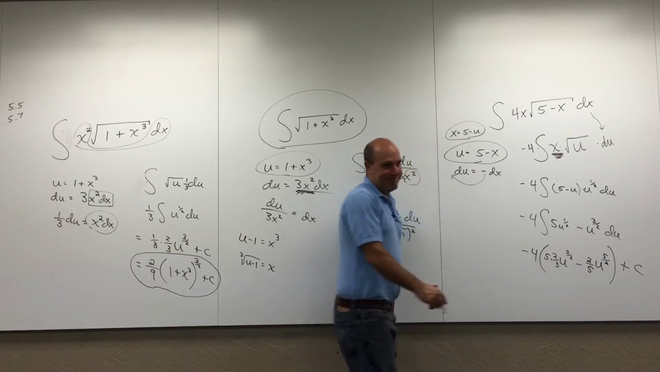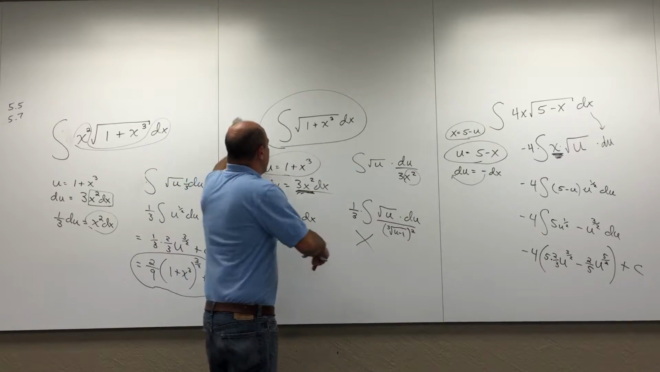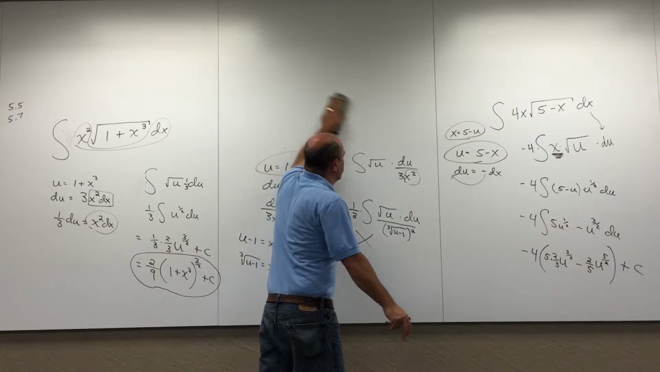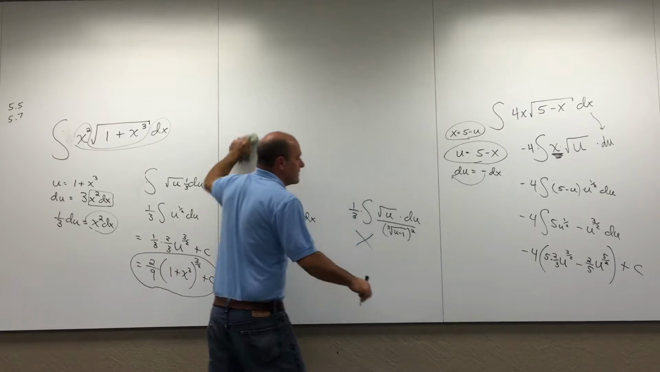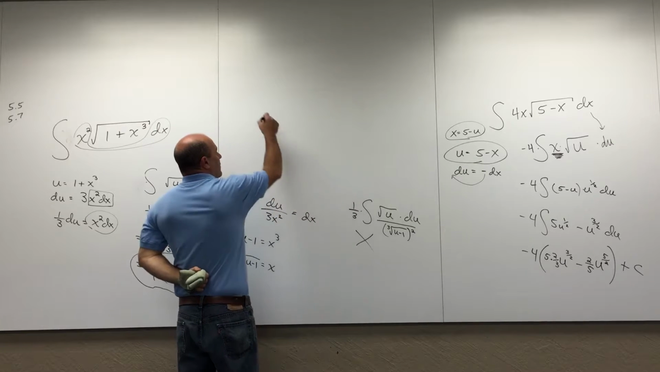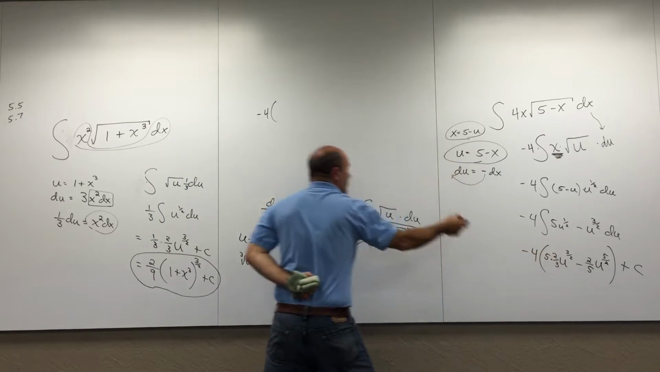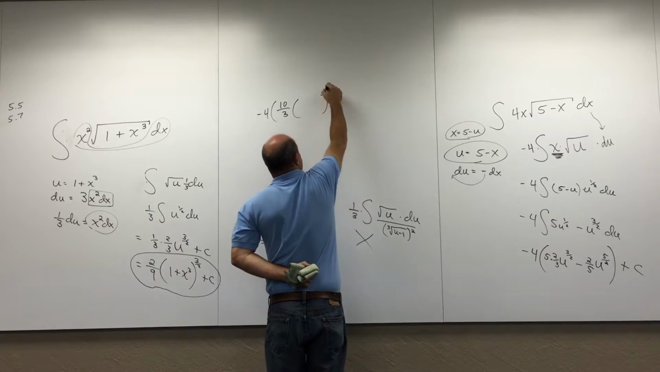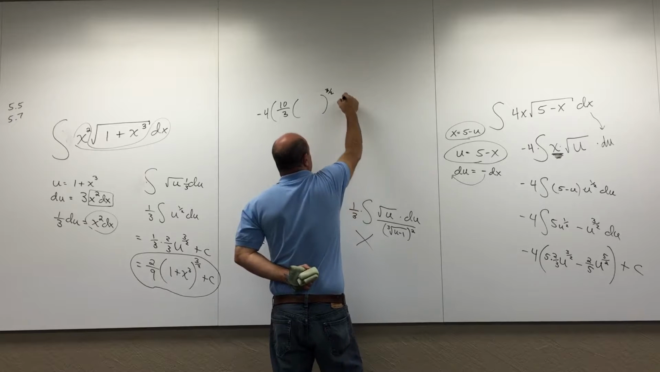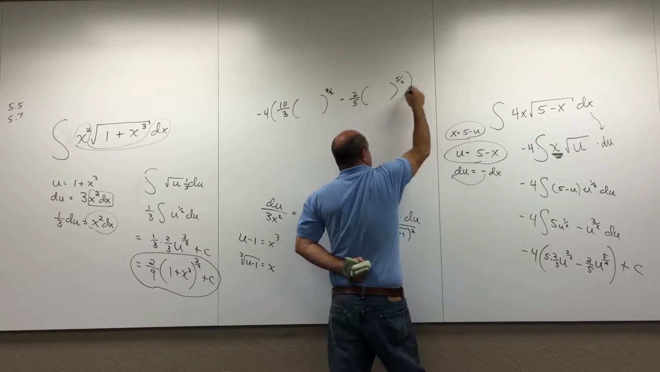Well, you're not entirely finished. We should put back in our x's. I'm going to help you here. I'm going to leave the -4 out front, but I'm going to call this 10/3, and then it's something to the 3/2, and then minus 2/5, something to the 5/2, and plus c.